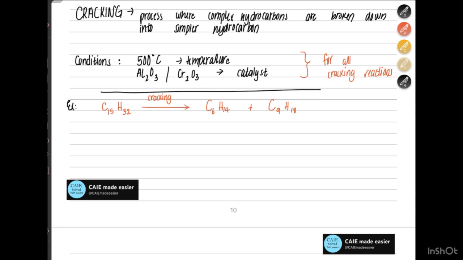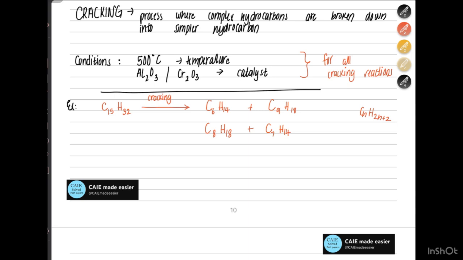Now, we can also have C8H18. This is an alkane, so you have to apply the general formula of an alkane, which is CnH2n+2, to find out how many hydrogen atoms should be present. And then what about this one? This is going to be C7H14. You can have more as well. You can have C5, you can have C10, and so on.